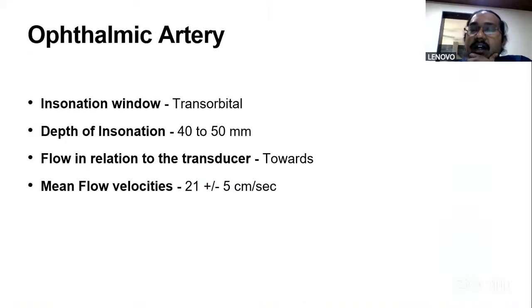Now with the transorbital window, we would like to insonate the ophthalmic artery and carotid siphon. The ophthalmic artery through the transorbital window is identified at 40 to 50 mm depth. The flow in relation to the transducer is towards the probe. Mean flow velocity is 21 plus or minus 5 centimeters per second.